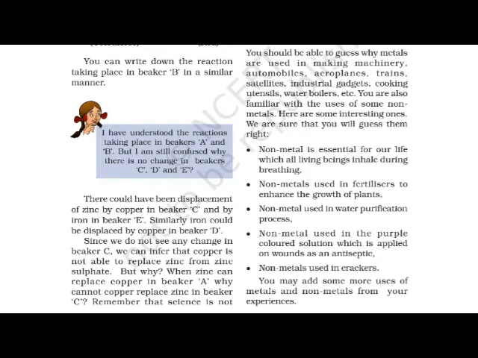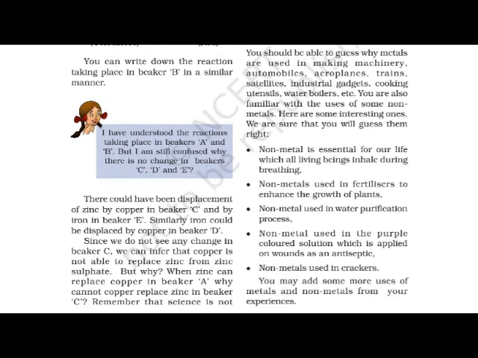You should be able to guess why metals are used in making machinery, automobiles, aeroplanes, trains, satellites, industrial gadgets, then cooking utensils, water boilers, etc. You are also familiar with the uses of non-metals. Here are some interesting ones. We are sure that you will guess them right.